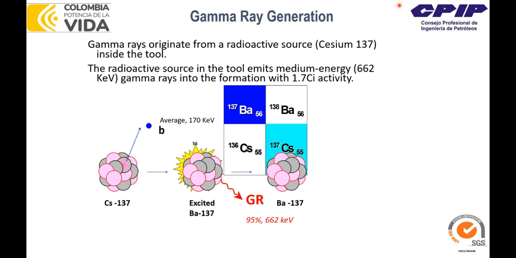So these gamma rays are normally used in the industry to determine bulk density. These gamma rays do not originate in the formation. They are artificial gamma rays, not naturally occurring gamma rays. Instead, these gamma rays originate from a radioactive source, this cesium, as we discussed before, which we put inside the tool. Okay.